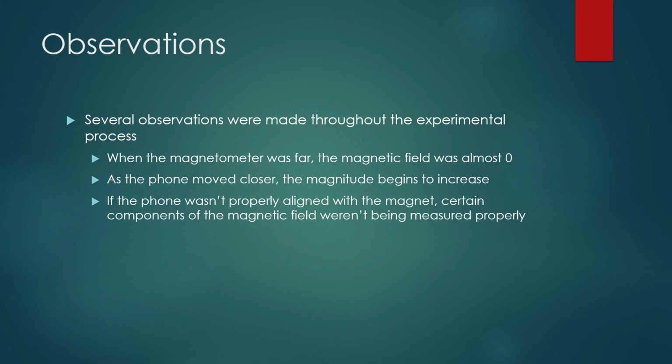Several observations were made throughout the experimental process. When the magnetometer was far, the magnetic field was almost zero. As the phone moved closer, the magnitude began to increase. And if the phone wasn't properly aligned with the magnet, certain components of the magnetic field weren't being measured properly.